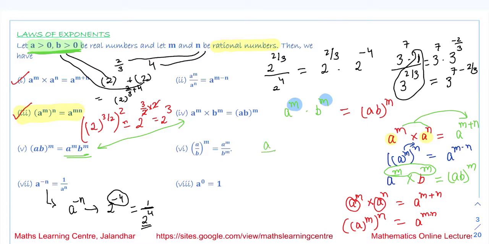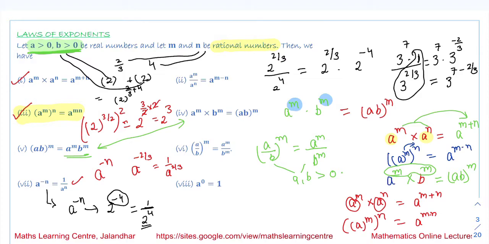Next is (a over b) raised to the power m; the power can be separated if both a and b are positive. The next property we have already seen: a raised to the power minus n, say a raised to the power minus 2 by 3, is equal to 1 over a raised to the power 2 by 3.